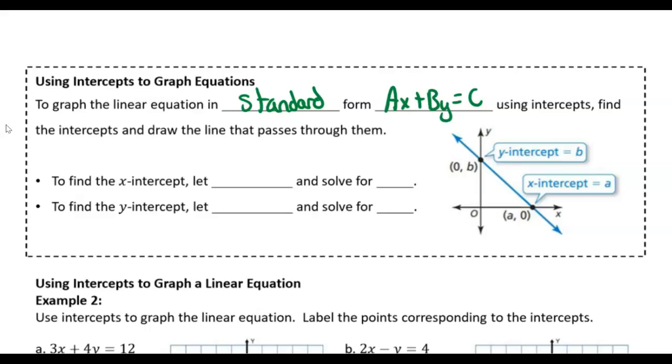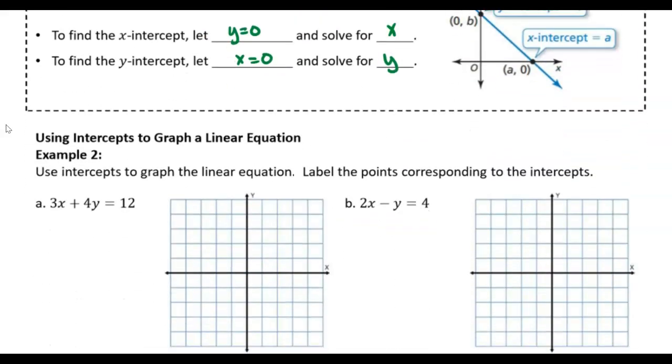So if you want to find the x-intercept, you let y equal 0. So you plug 0 in for y and you solve for x. If you want to find the y-intercept, you plug 0 in for x and then you solve for y. All right, let's try this.